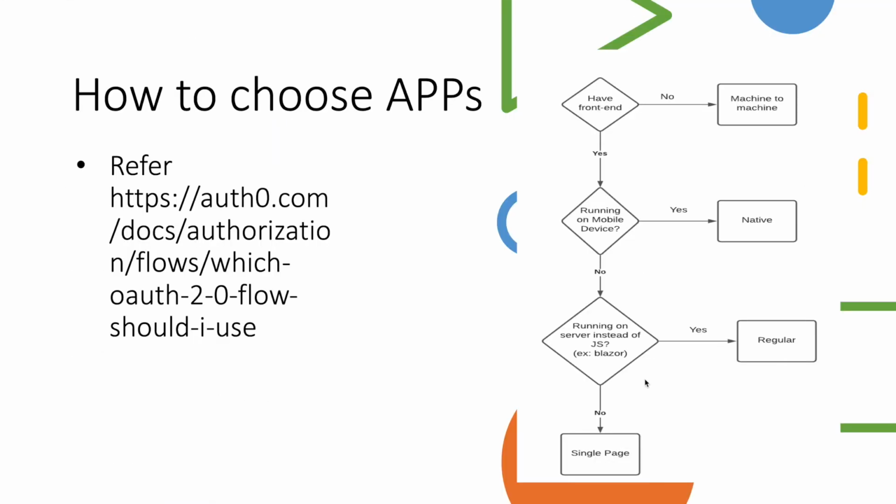If you still feel confused about which application type I shall choose in my project, you can follow this flow. In most cases, it will work. First question is to ask whether I have a front end. If no, you can use the machine-to-machine.